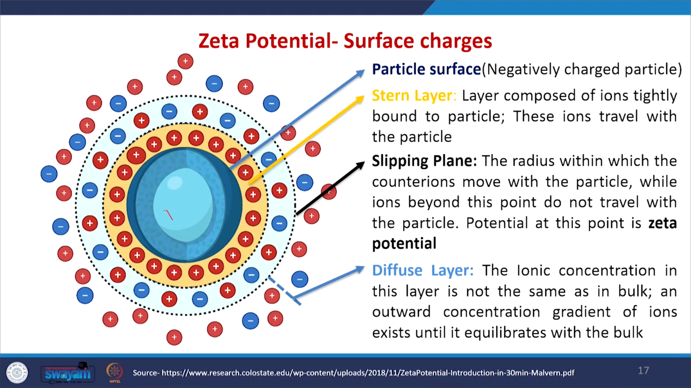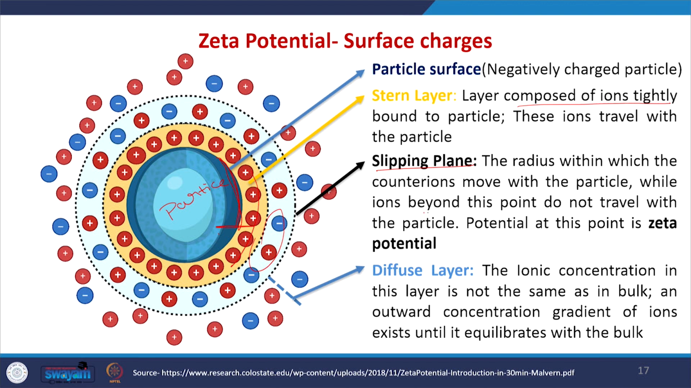Let us learn about zeta potential in more detail. This is the particle and this is the particle surface. Followed by that we have the Stern layer, which is composed of ions tightly bound to the particle, and these ions travel with the particle. And followed by that we have the slipping plane, which is the radius within which the counter ions move with the particle.